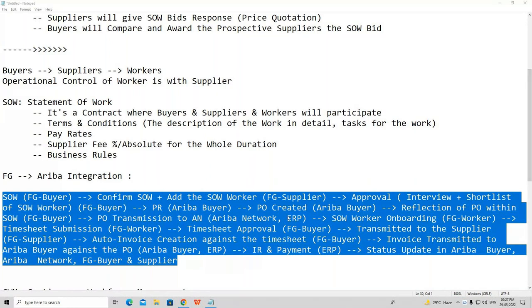Okay. I think there are certain other questions from other participants. Let me take the question. I have one question. When you say AFG is advanced procurement, AFG is only for staffing and services, whereas Ariba has an upstream and downstream model. Can you clear my query?